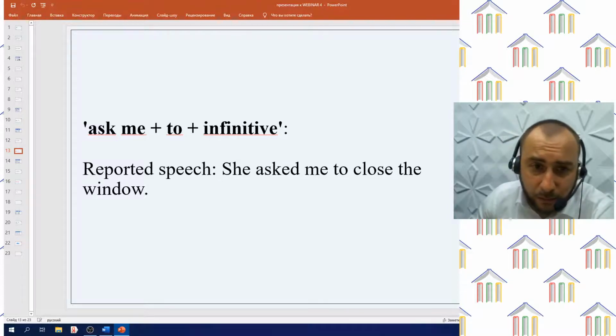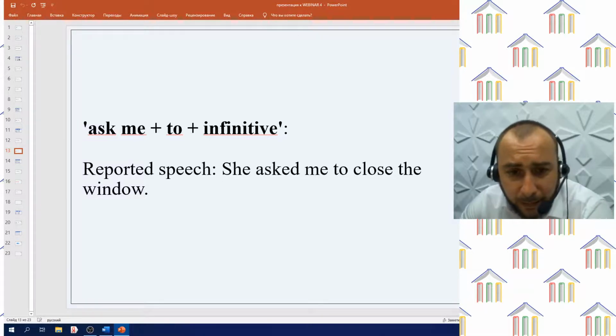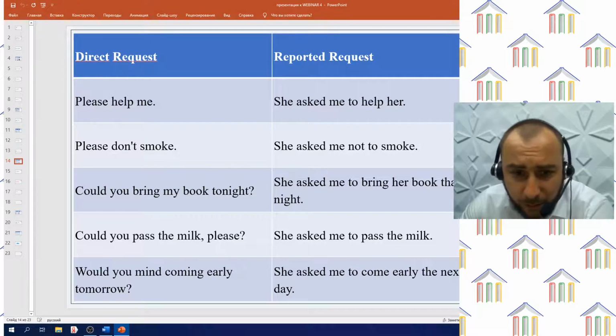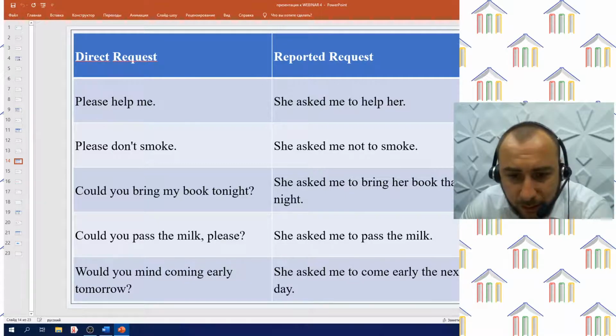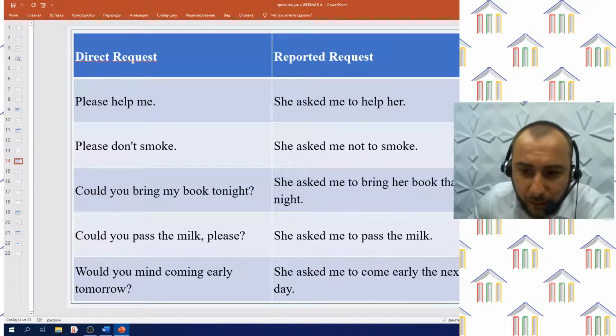I think that's very simple. Here are a few more examples. Please help me. She asked me to help her. Please don't smoke. She asked me not to smoke. Could you bring my book tonight? She asked me to bring her book that night. Could you pass the milk, please? She asked me to pass the milk. Would you mind coming early tomorrow? She asked me to come early the next day.